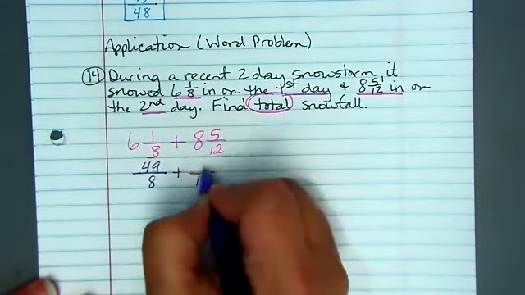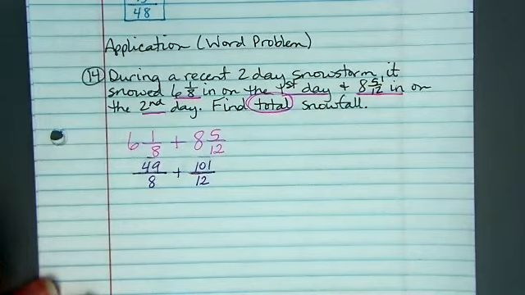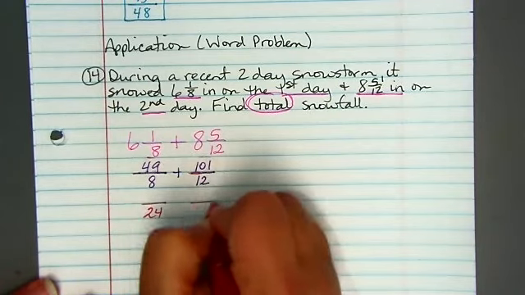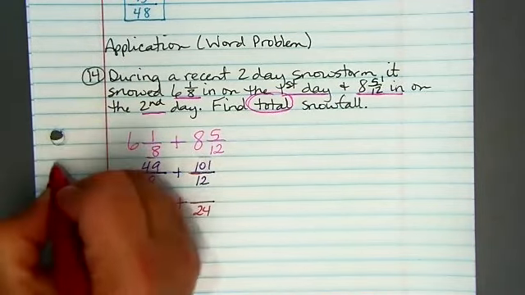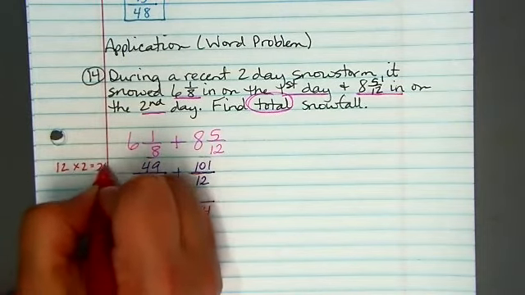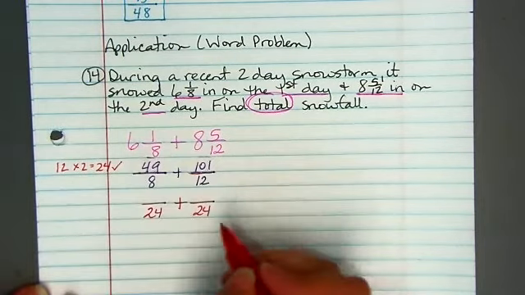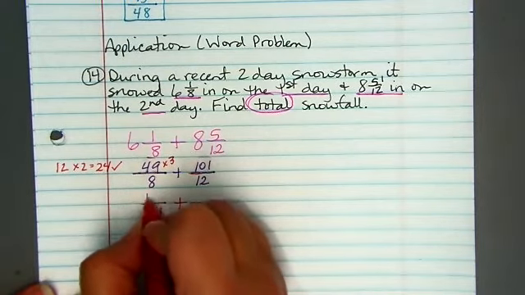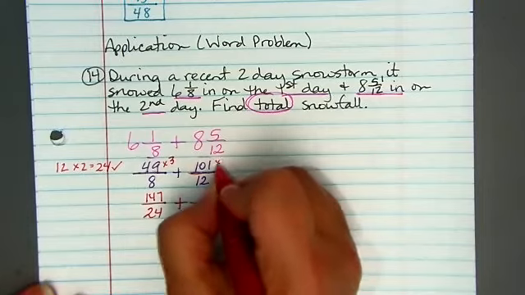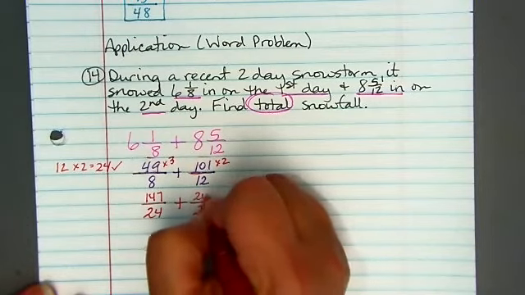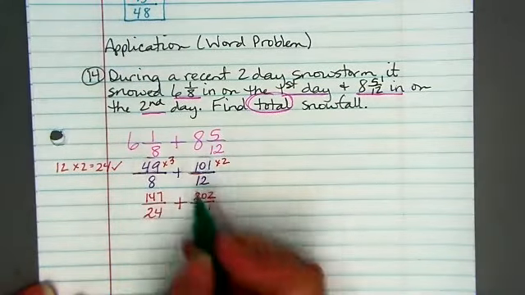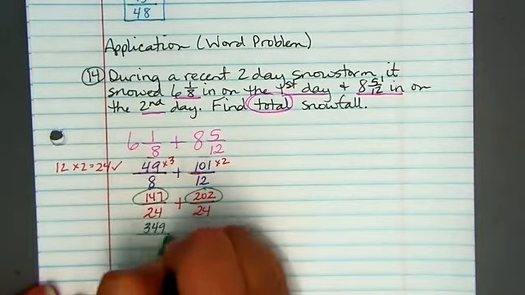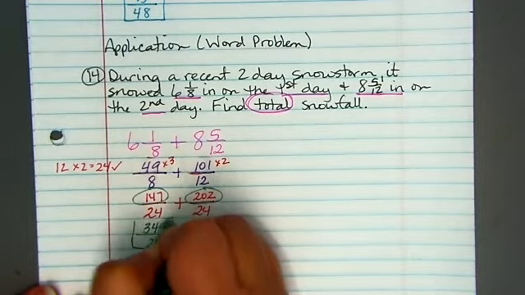So we have 49 over 8 and 101 over 12. Okay, we have to find the common denominator, which for this is going to be 24. And the way you figure that out is I'm doing 12 times 2, which gives me 24. 8 goes into 24, so that works. 8 goes into 24 three times, so I'm doing times 3, and that's going to give me 147. 12 times 2, 101 times 2, so that gives me 202. And now we add the numerators and we get 349 over 24, which can't be simplified.